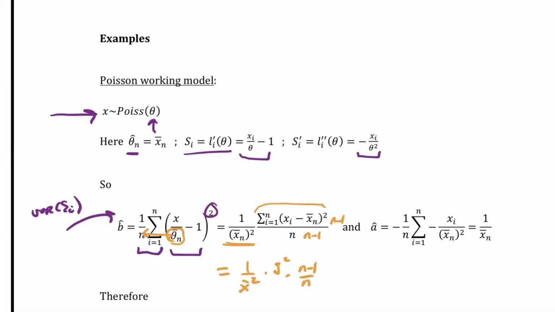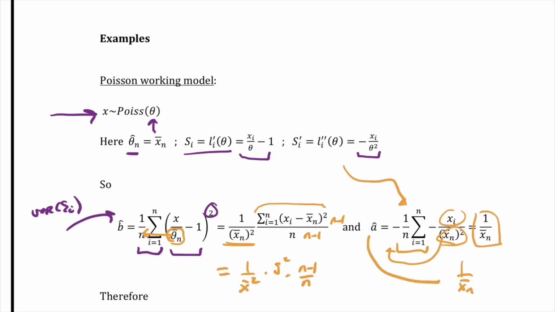Okay, that's what that piece is. If I looked at the second derivative, if I come over here and I take the average of that thing, this is a little bit more straightforward. This doesn't depend on the data. This comes out, and then I'm summing up these x's, which I get x bar, and so the whole thing is just 1 over x bar n.